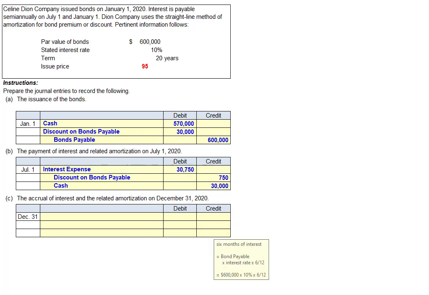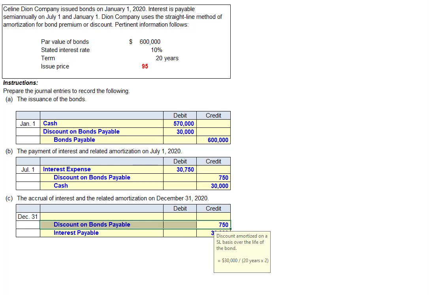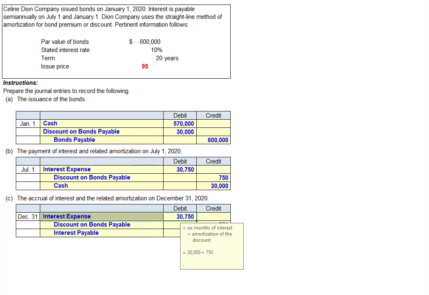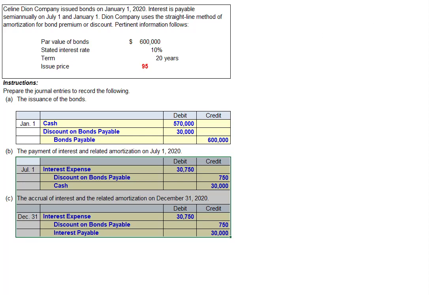On December 31st, we don't have a cash payment or coupon payment that's due. It's not due until January 1st, but we do have interest payable in the amount of $30,000. We will once again amortize $750 of the discount on our bond. The two of those added together gives us our interest expense of $30,750. We will continue to make these two entries over the 20-year life of the bond until the bond matures, at which point in time we will debit bonds payable for $600,000 and of course pay cash of $600,000 to the investors.